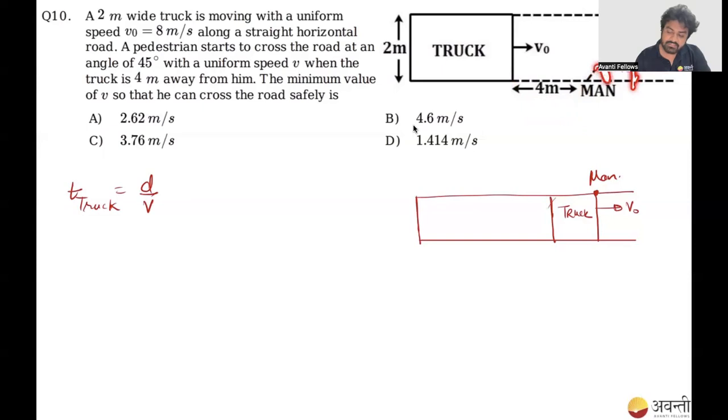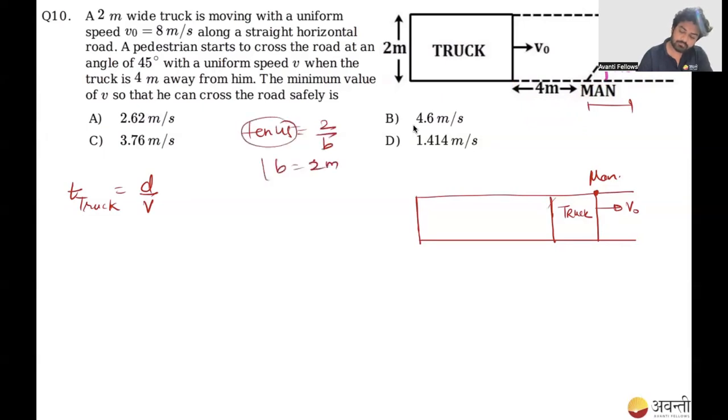I can say the down length will be 2 meters by using tan 45. So tan 45 is equal to perpendicular, that is 2 meters, upon the base. So 2 upon base is 1, so base is equal to 2 meters. So this is a 2 meter stretch. So in total the truck has to travel 6 meters. So distance is 6 meters.